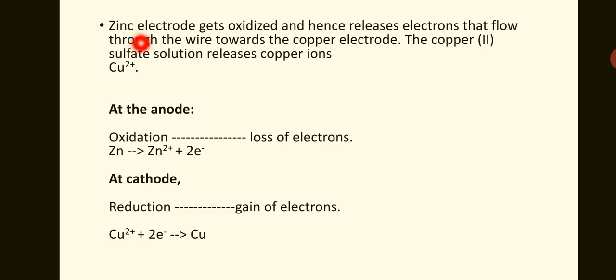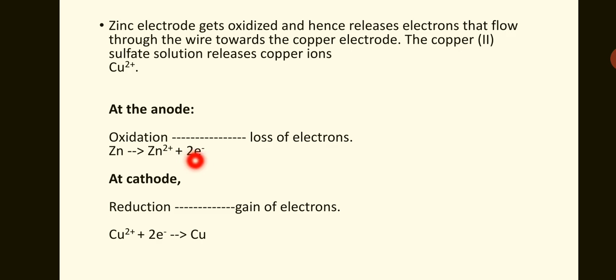Now in the Daniell cell, the zinc electrode gets oxidized and hence releases electrons that flow through the wire towards the copper electrode. The copper sulfate solution releases copper ions, Cu2+. What is the chemical reaction taking place at the anode? Oxidation is taking place. What is oxidation? Loss of electrons. Zinc metal is converted into zinc ion, Zn2+, and 2 electrons are released by the zinc metal.